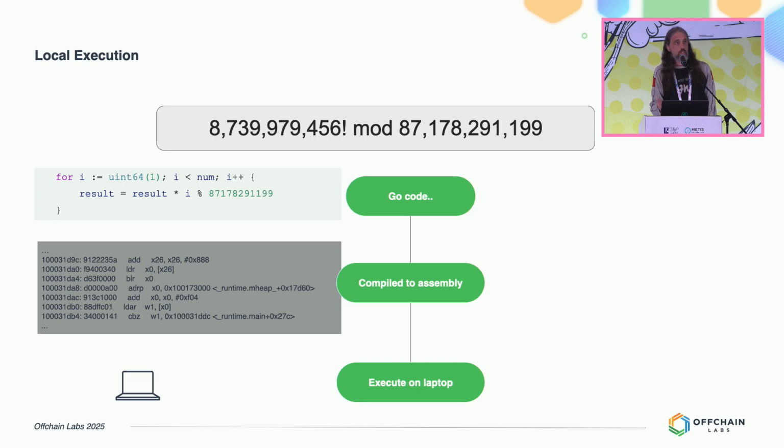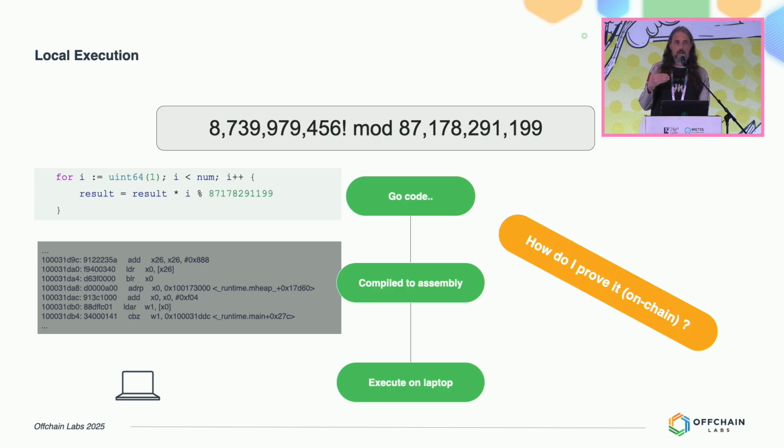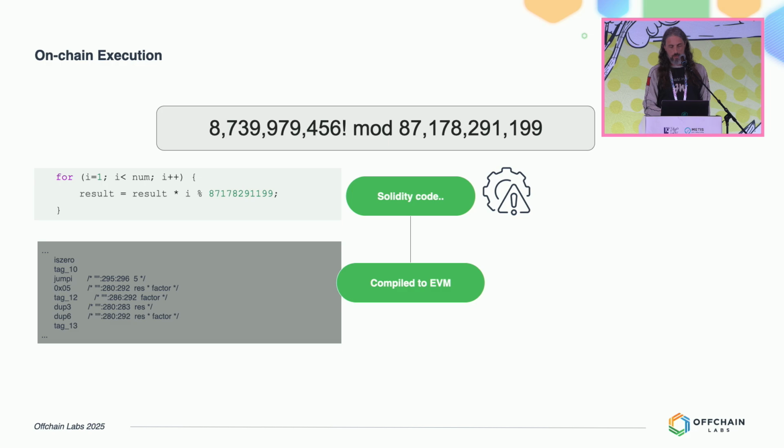Not only will I have a result, but any one of you that will execute this code will have the same result. And that's all fine and good. But how do I prove this result on chain? How do I prove to Ethereum that this is indeed the correct result? So the first simple, in quotes, approach would be, well, to prove it on chain, what I need to do is execute it on chain, right?